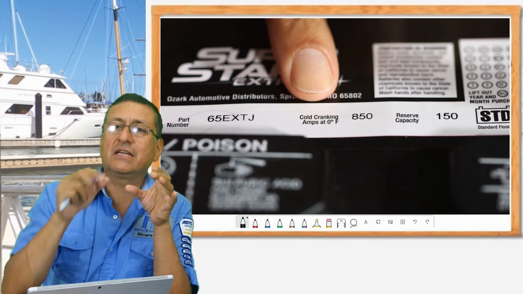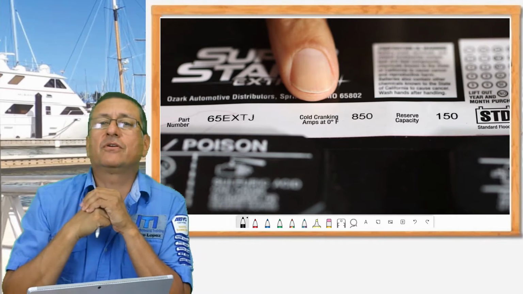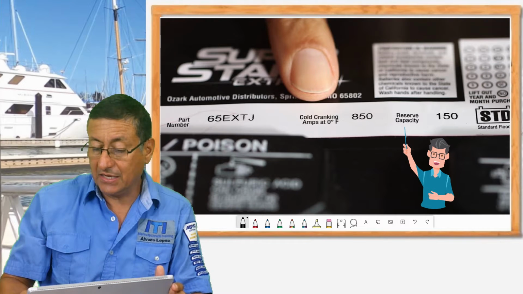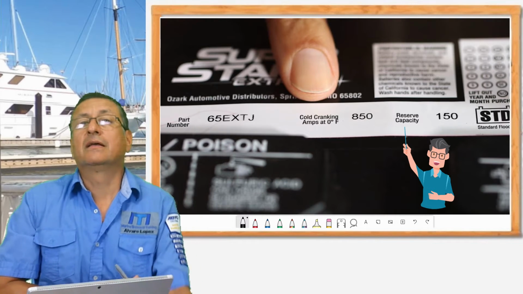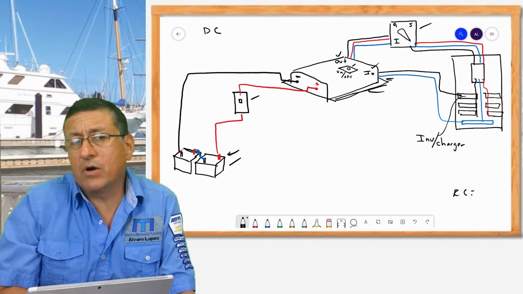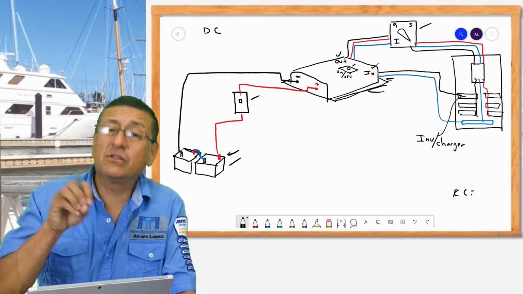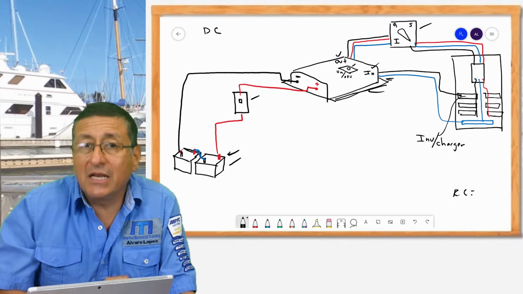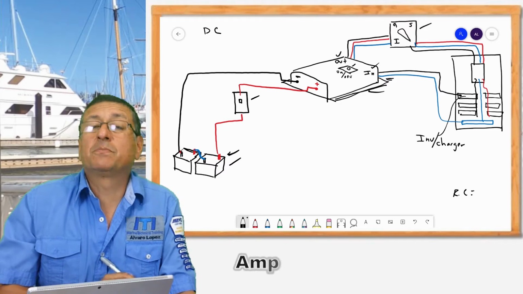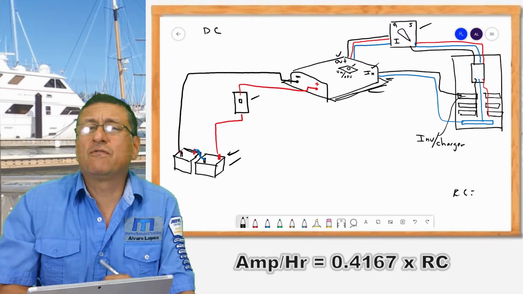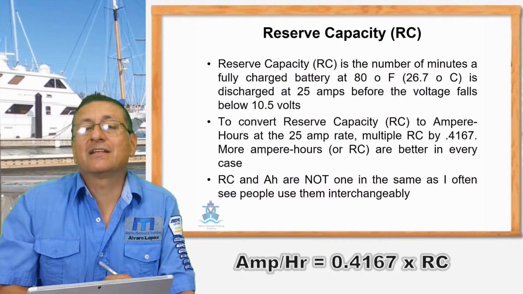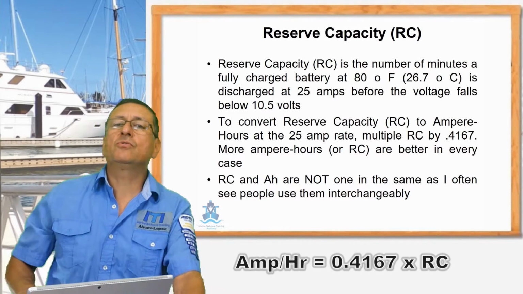And also, the battery label has other information related to the RC, or reserve capacity, and other information related to amp-hours in some batteries. The important information is the amp-hours. Remember that amp-hours equal 0.467 times the reserve capacity. This is the formula used to convert.